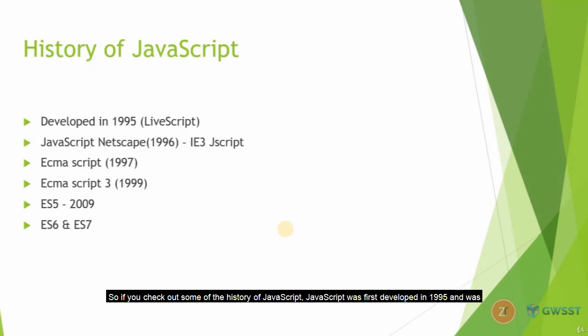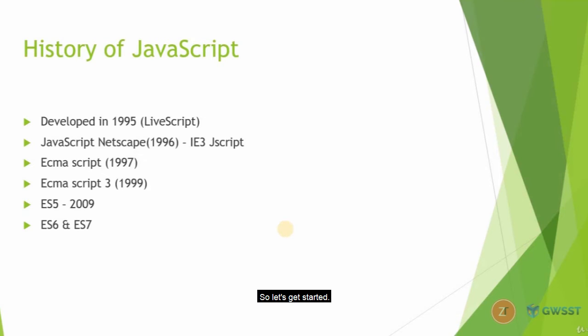So if you check out some of the history of JavaScript, JavaScript was first developed in 1995 and was named LiveScript. But then Netscape took over JavaScript and they named it JScript. Then JScript was renamed to ECMAScript in 1997, and in 1999 the official name was ECMAScript 3. In 2009 JavaScript released ECMAScript 5, and the latest currently available is ES6. ES7 is still under development and it requires a lot of functionality. ES6 and ES7 will not be covered in this course, although we are going to cover up to ES5, and you're going to learn all the essential parts of JavaScript. So there is a lot to learn, so let's get started.